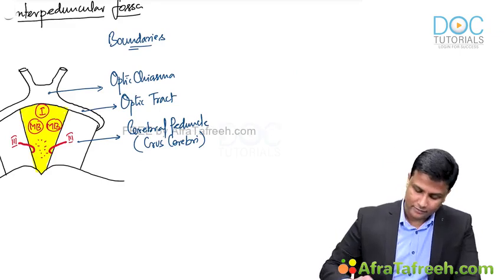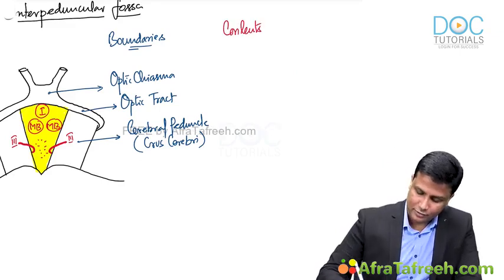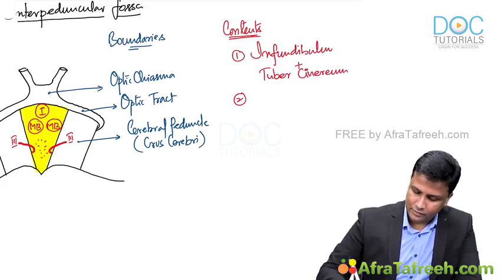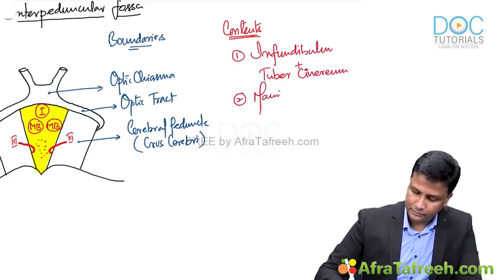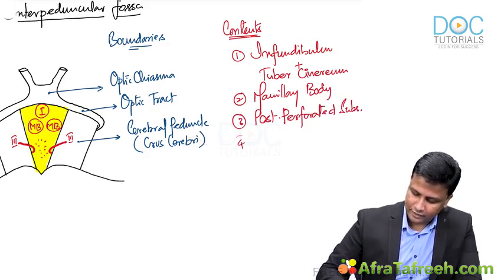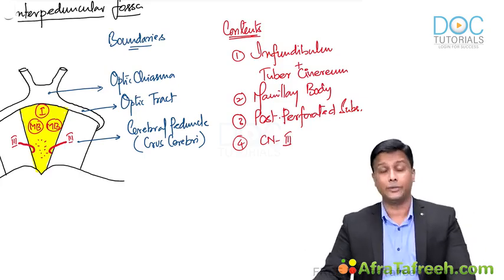And let's do one thing here. Let us write down even the contents also, guys, so that while doing the revision you should not skip that. Okay. Number 1, infundibulum, always along with the tuber cinereum. Number 2, there will be the mammillary body. Number 3, there will be the posterior perforated substance, and finally the cranial nerve number 3. So the oculomotor nerve is also a content of the interpeduncular fossa.